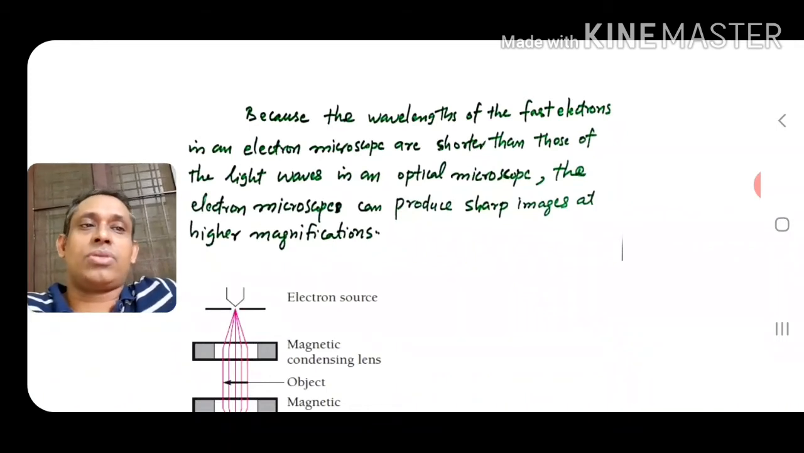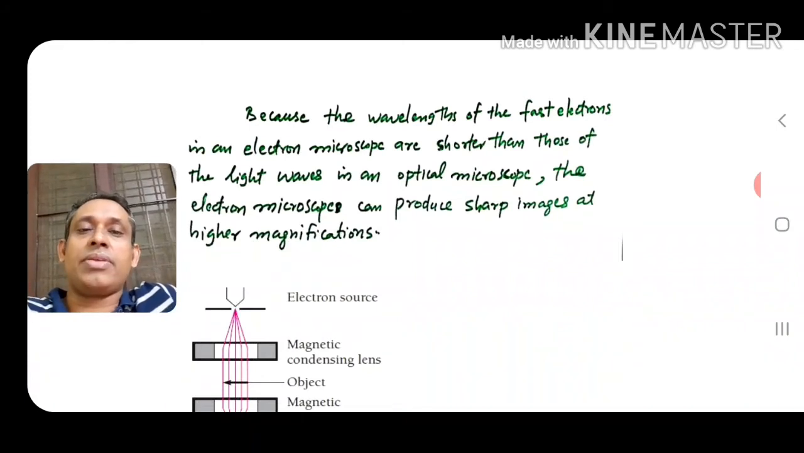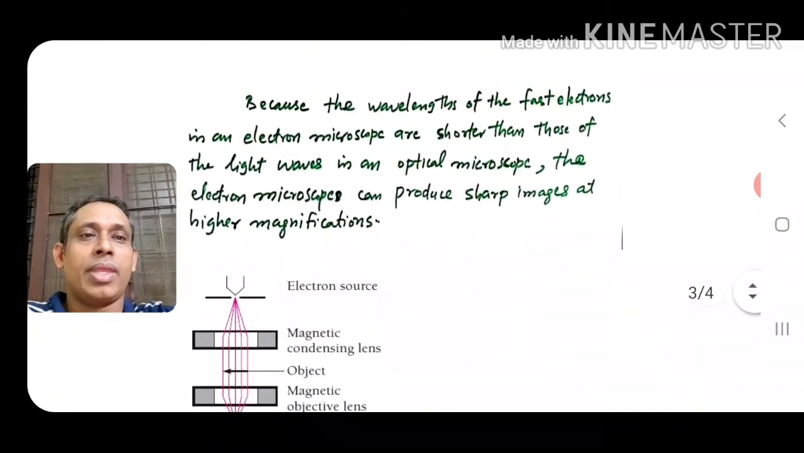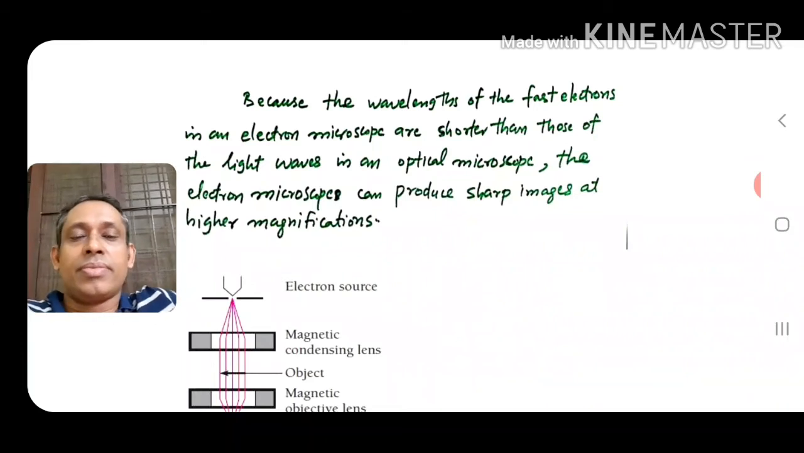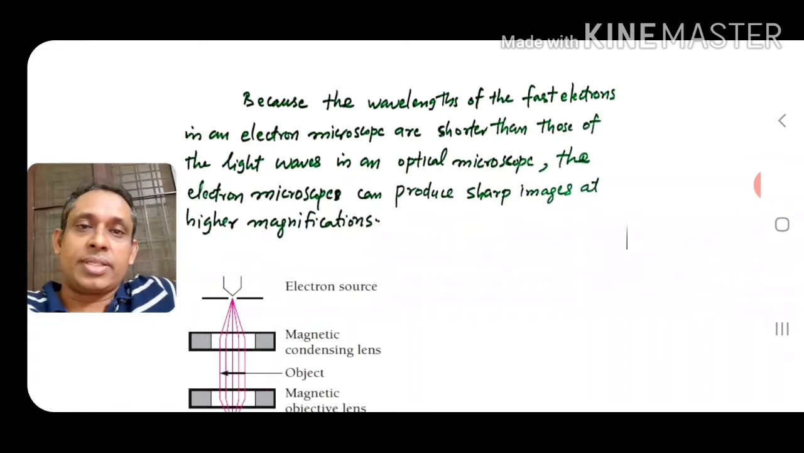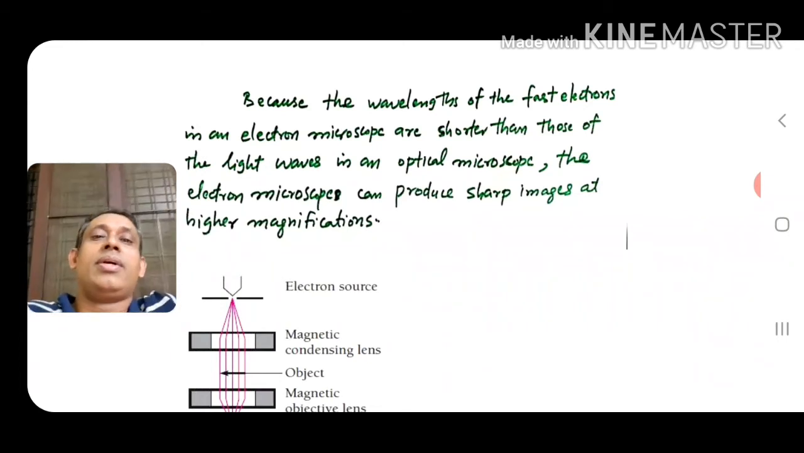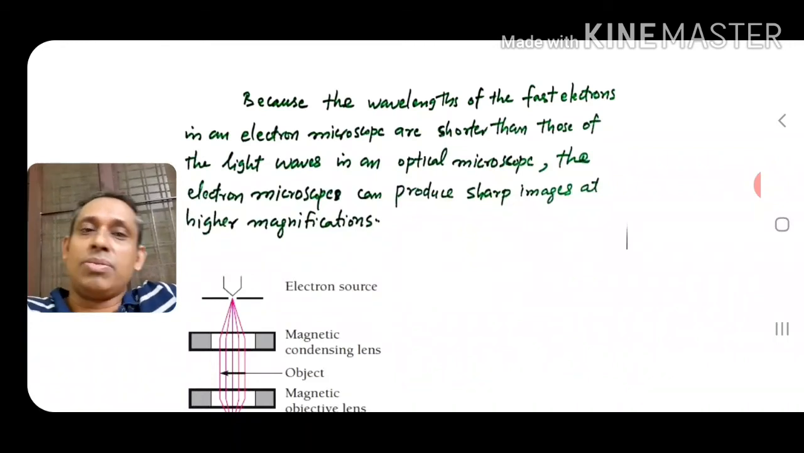So the idea is the wavelengths of the electrons moving fast in an electron microscope are actually shorter than those of the light waves in an optical microscope. We have seen that the resolution depends on the wavelength. Shorter wavelengths give more resolution. Electrons in an electron microscope have shorter wavelengths than visible light.